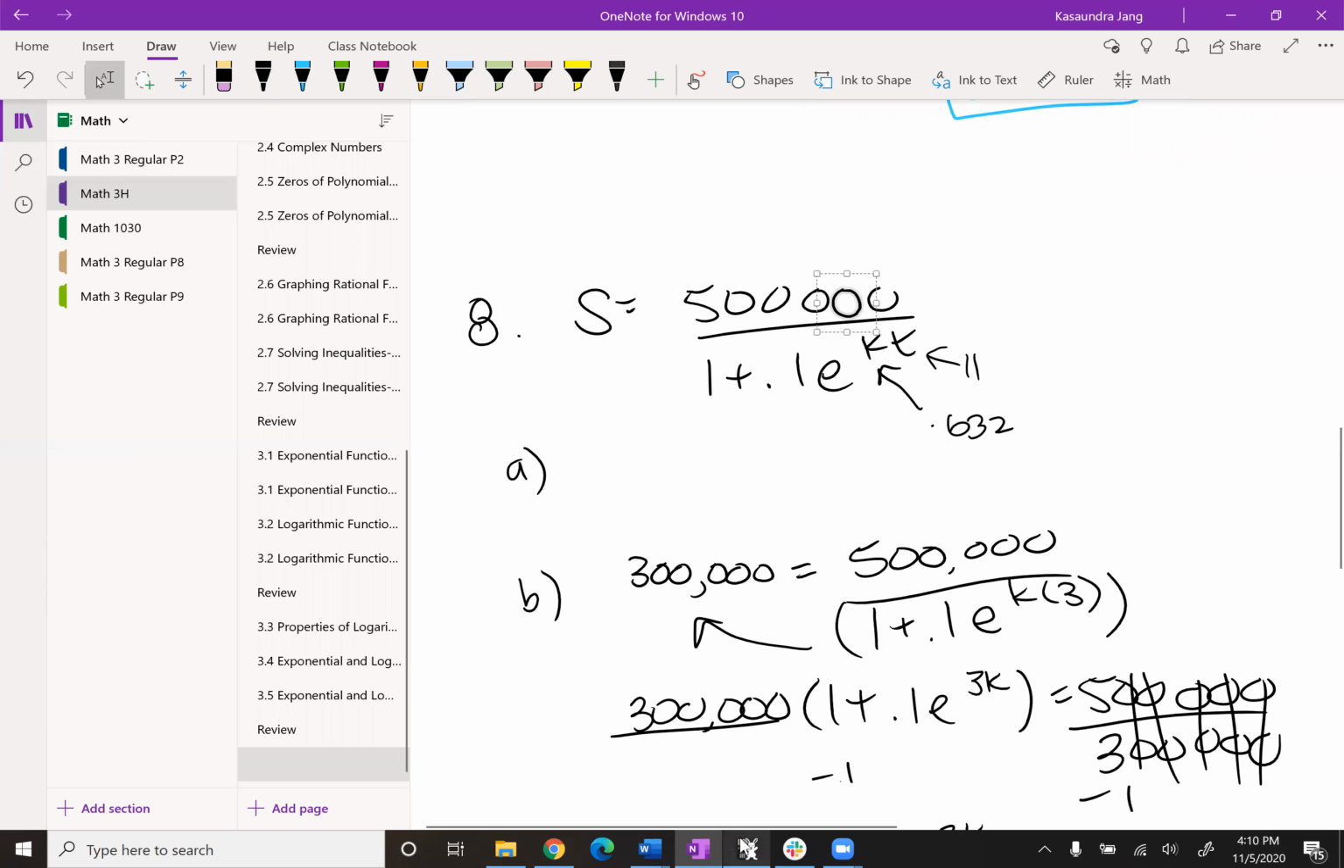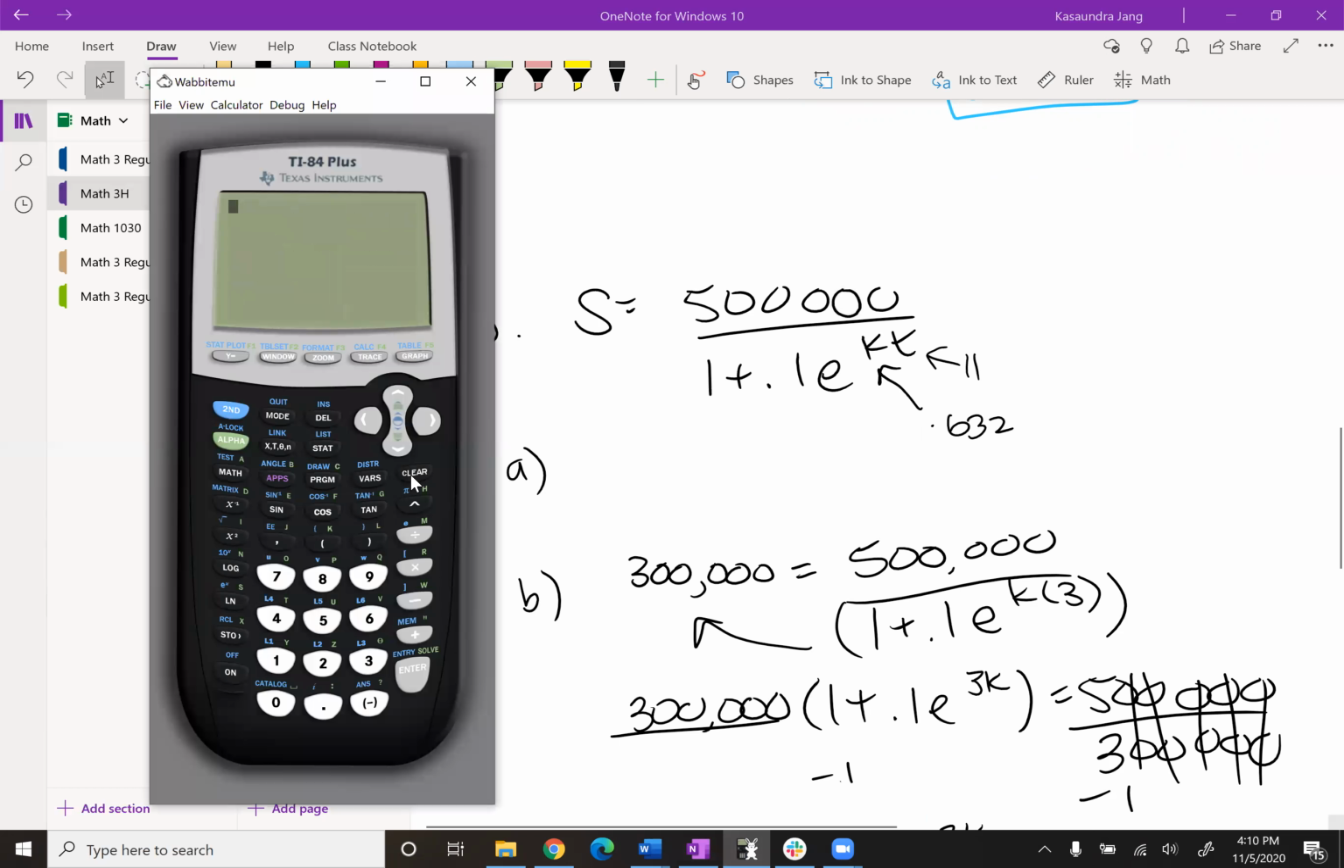All right, so at this point, it's kind of nice on part C. I can just put it in my calculator. I do need to use some parentheses. I have to divide by this entire thing.